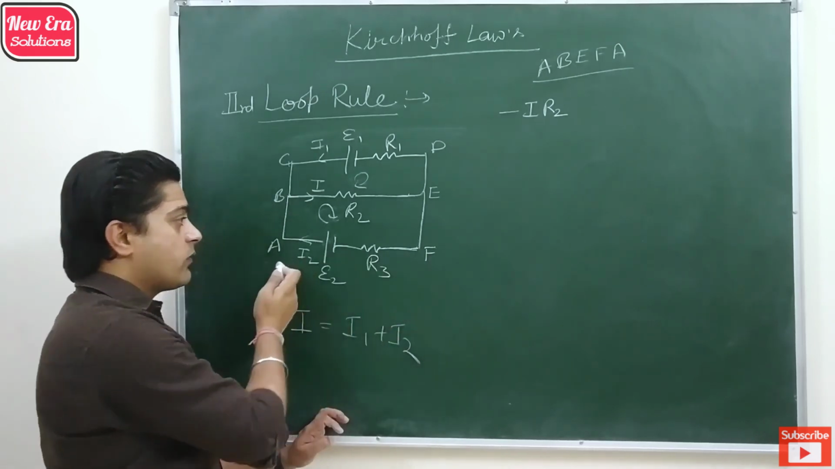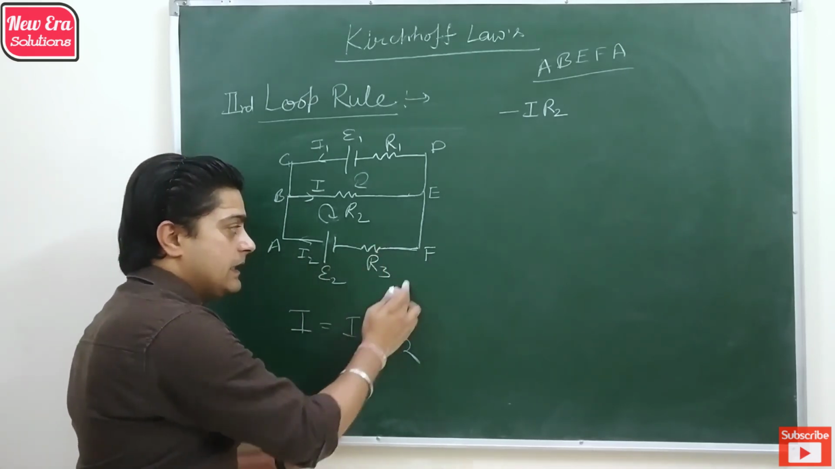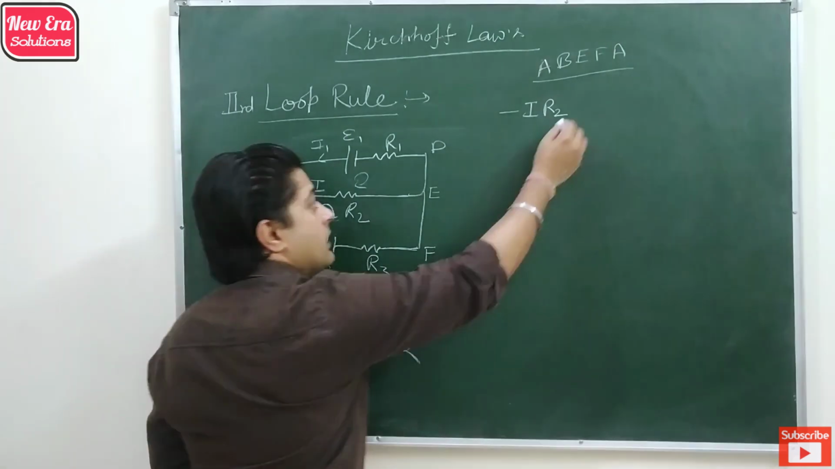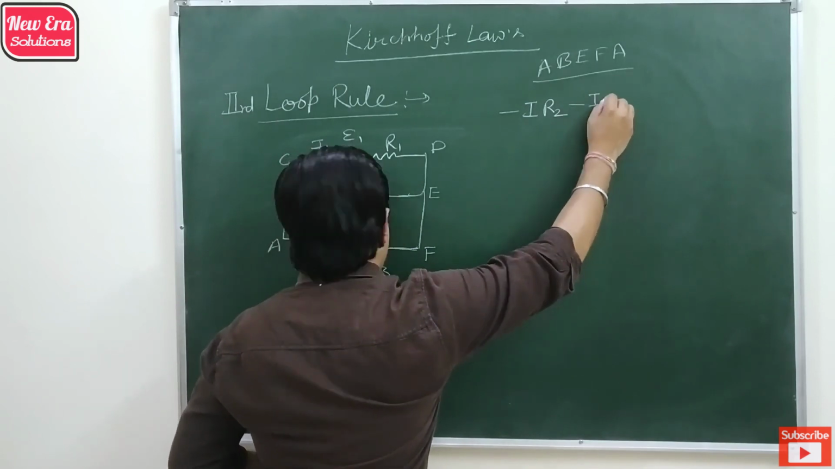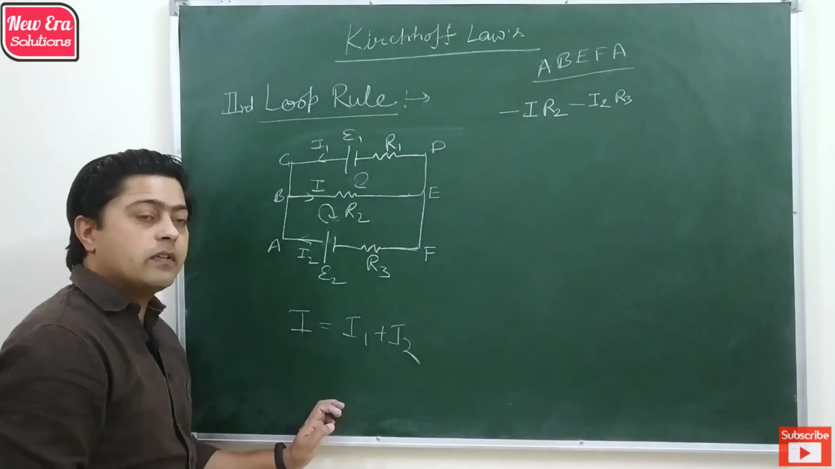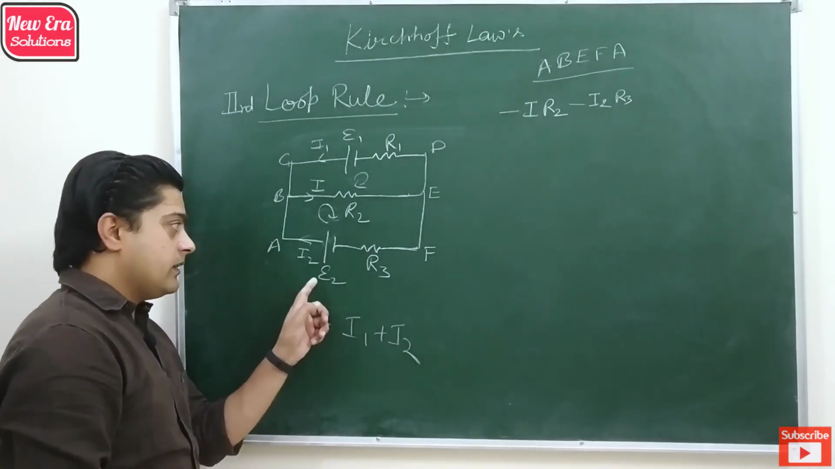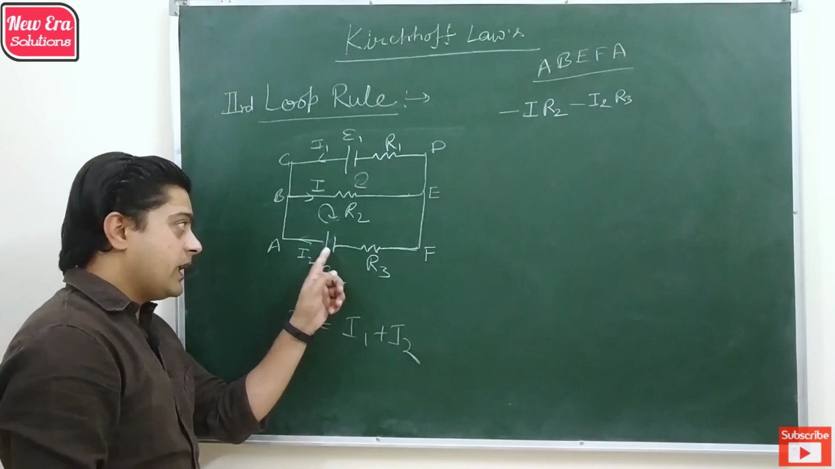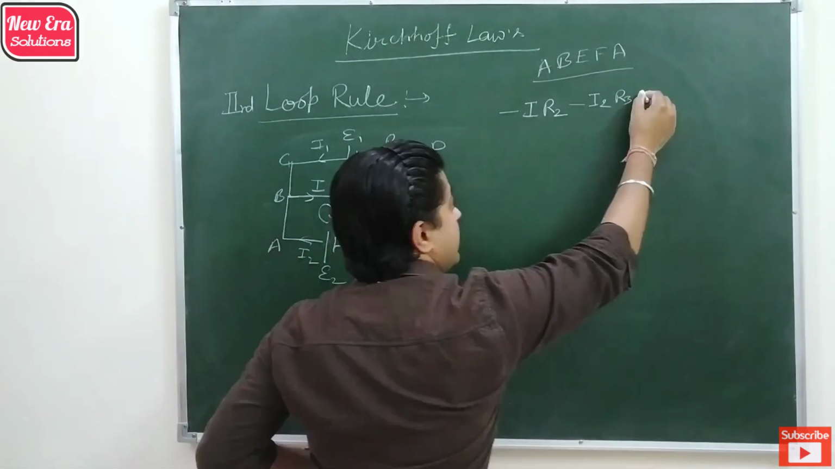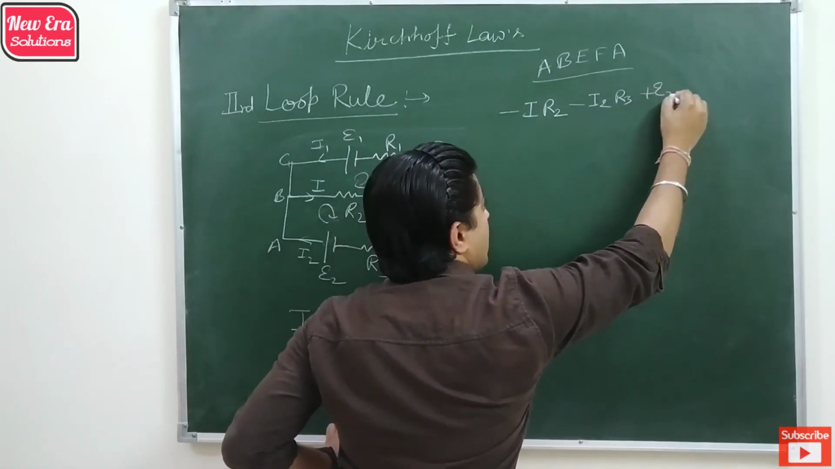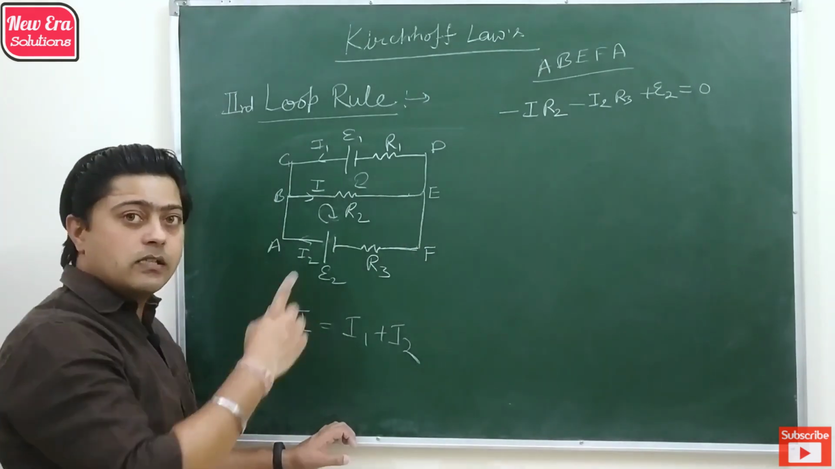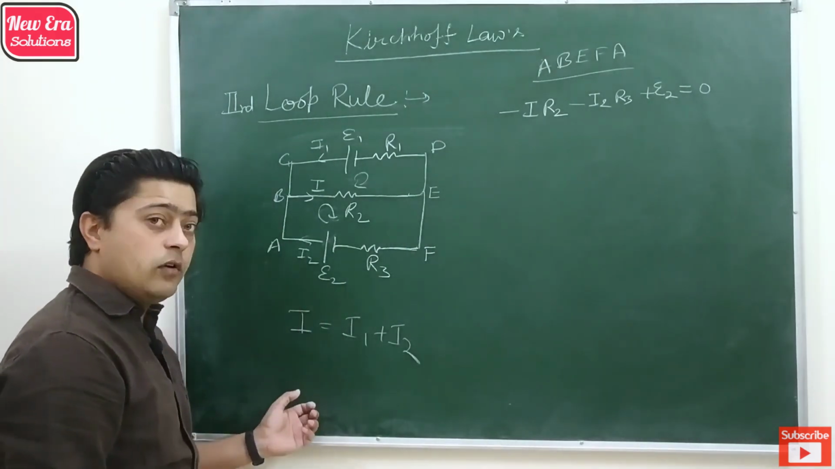When we are moving from F to A, there is a resistance through which current I2 is flowing in the same direction. Then again it is I2 R3 with the negative sign. Then there is a cell E2. We are moving from the negative to the positive terminal, which means low to high potential, so its EMF is taken with a positive sign. The sum of all these potentials is 0, as we already discussed in Kirchhoff's second law.